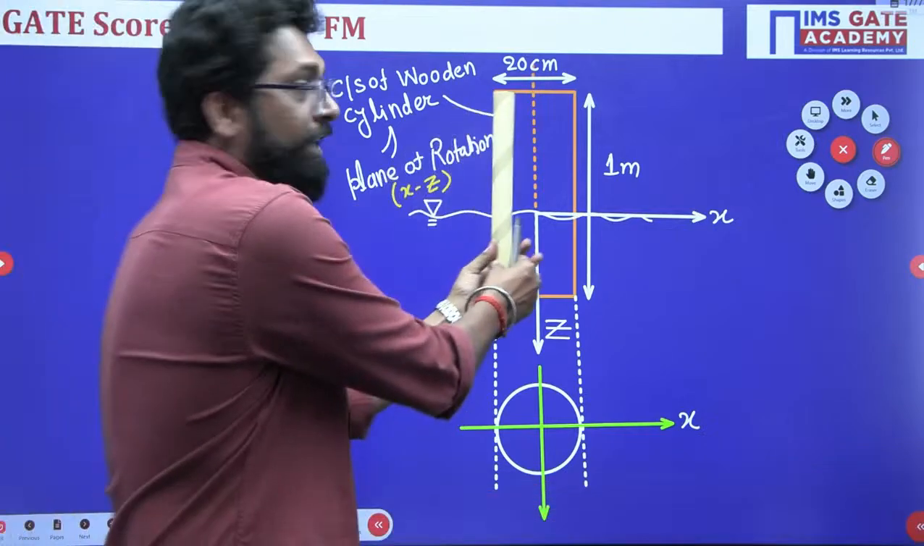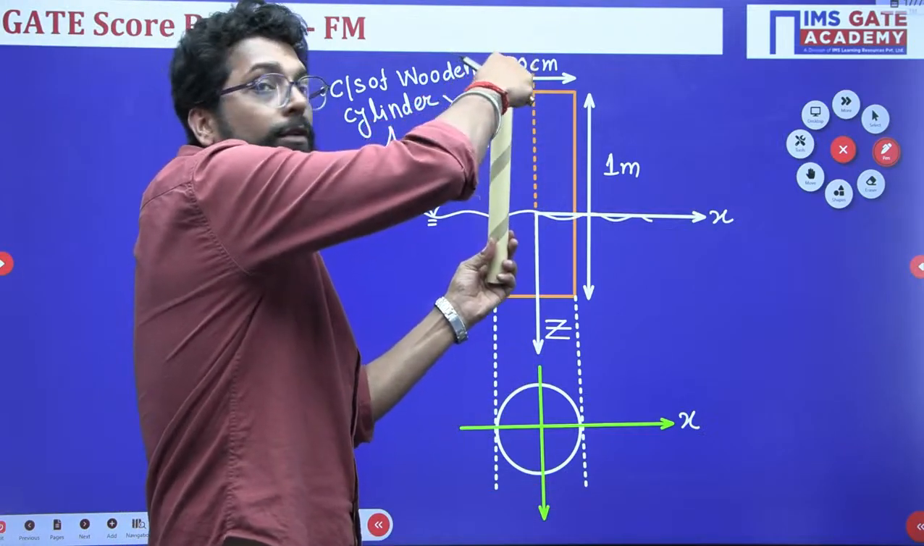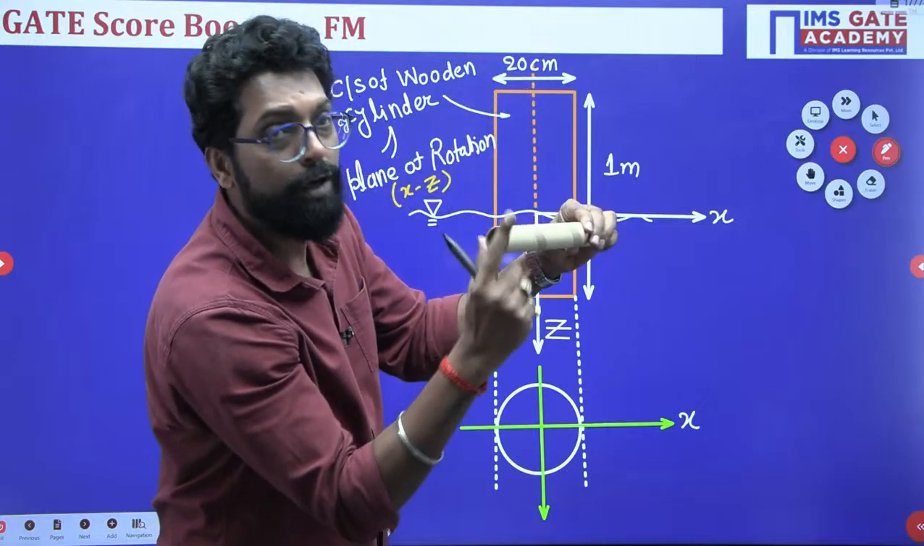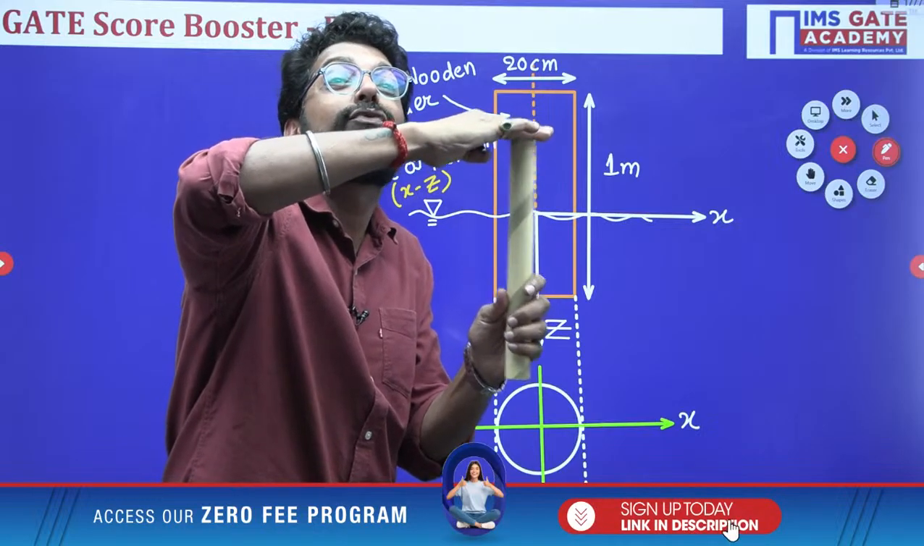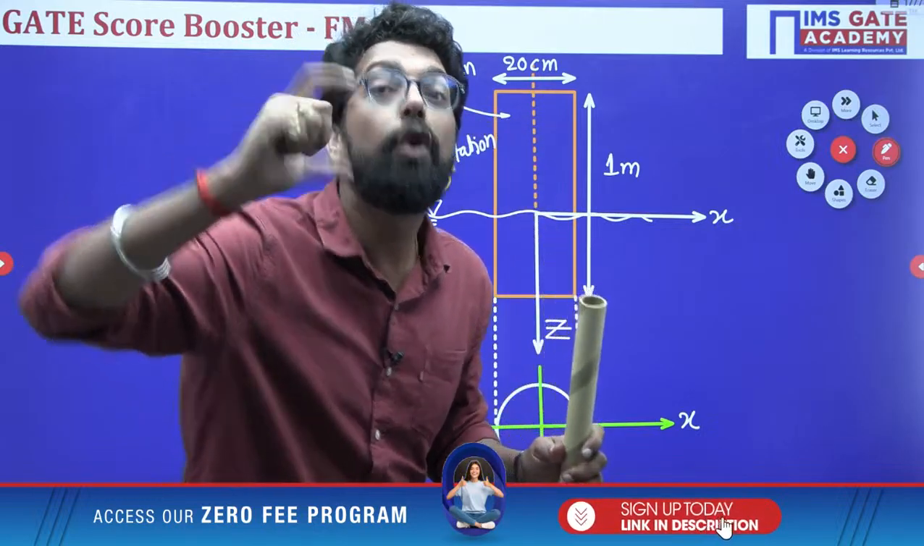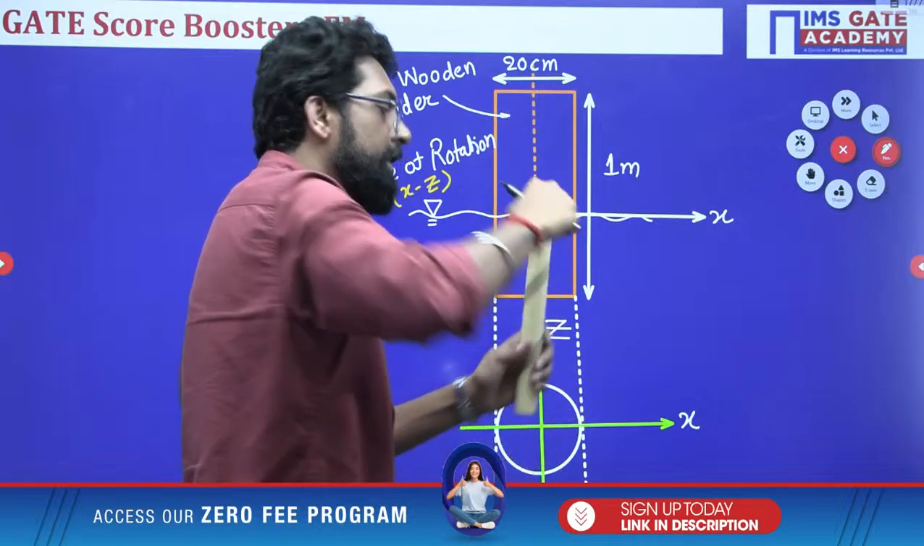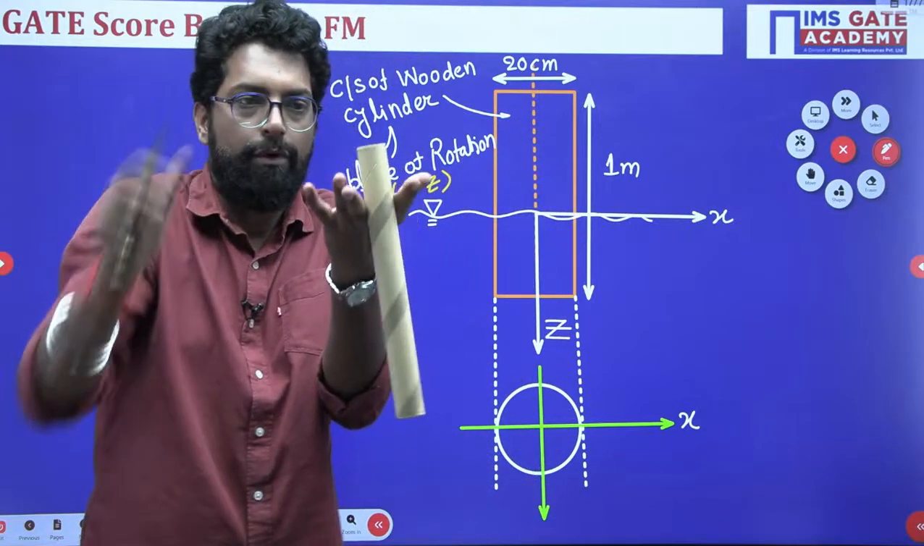So this is your cylinder. You are seeing from the top. So top is what? Circle. And this is what? Plane of flotation. This is plane of rotation. And see, this is the cylinder, na?